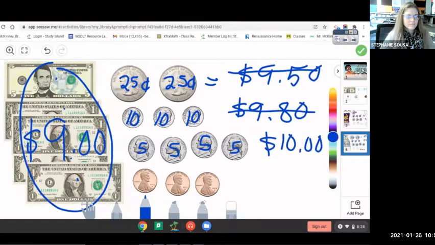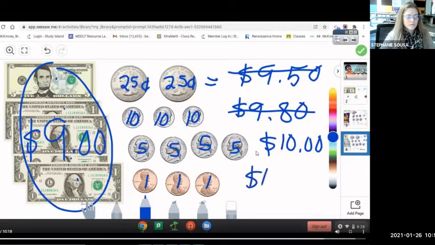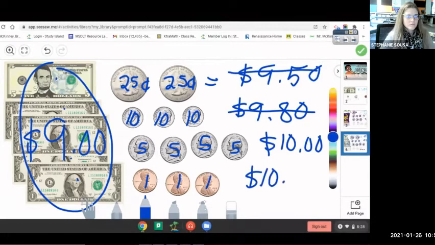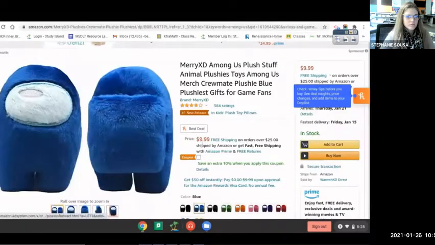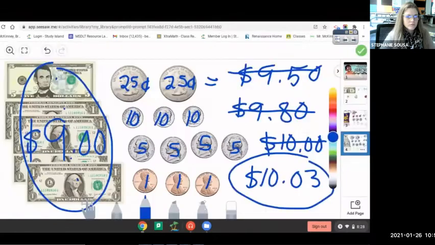Now we need to count our pennies. $10.01, $10.02, $10.03. So our total amount in our piggy bank was $10.03. And it cost $9.99. So I think we have enough to buy the Among Us gift for our friend.